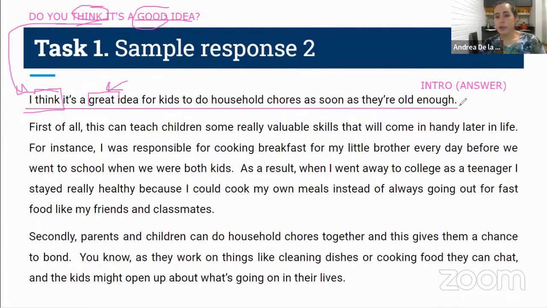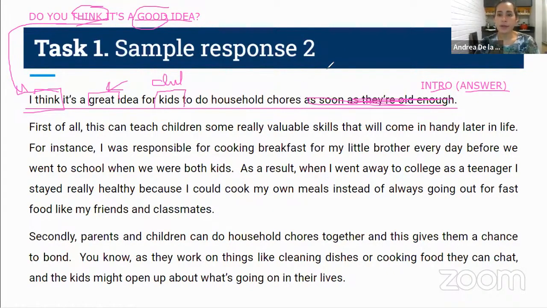In the first sentence, you're going to have an introduction where you answer the question directly. Of course, you can paraphrase it a bit, and you can summarize it a little bit. So in this case, he's not using exactly the same words, right? Instead of children, he's saying kids. Instead of children help their parents, he's just saying kids to do, so he's shortening the response. He could even maybe leave this part out. But at the end of the day, he's answering the question directly, right?